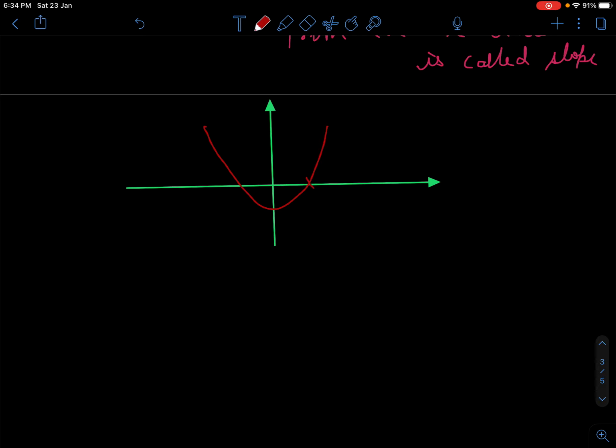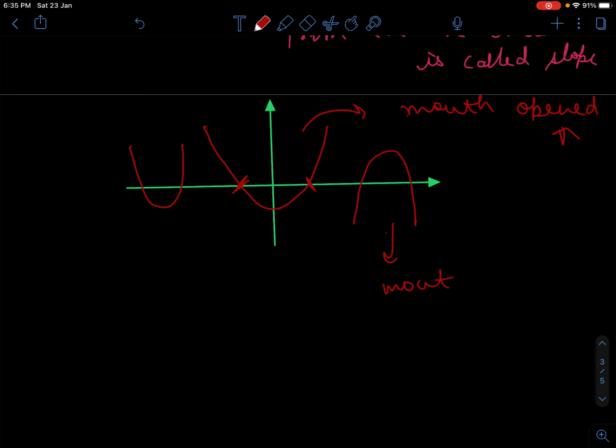So the graph of the parabola forms like this. That means it has only two roots. It can have a maximum of two roots. It can also form like this, it can also form like this. It is known as mouth open upwards, and this is known as mouth open downwards.